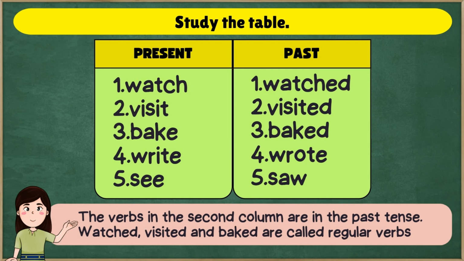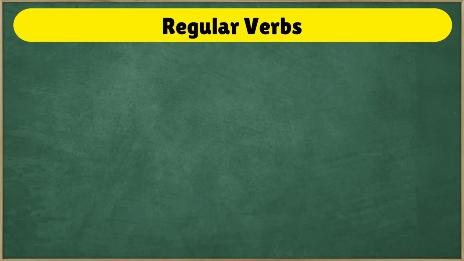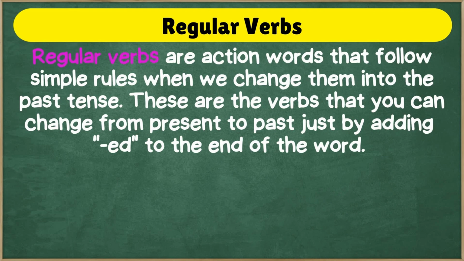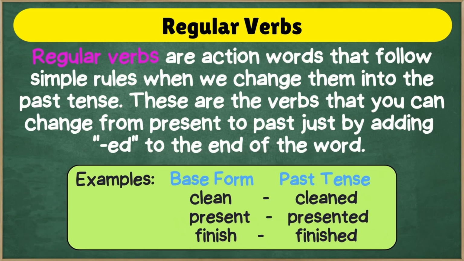Watched, visited, and baked are called regular verbs. Regular verbs are action words that follow simple rules when we change them into the past tense. These are the verbs that you can change from present to past just by adding ed to the end of the word. Examples: clean to cleaned, present to presented, finish to finished.